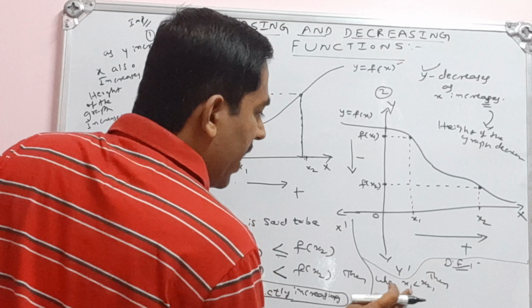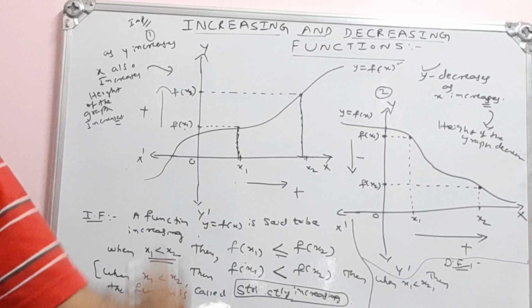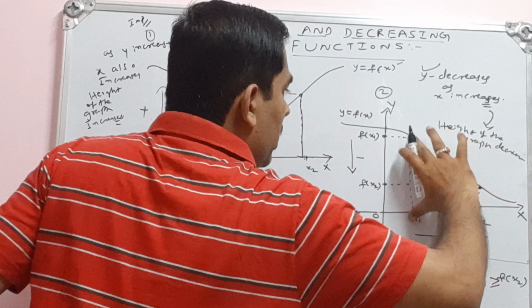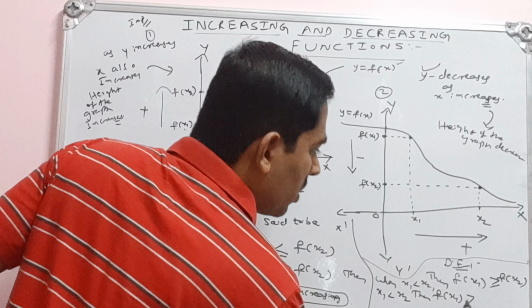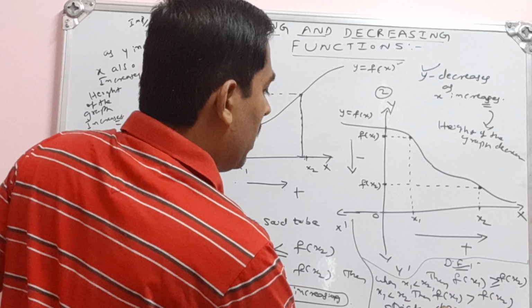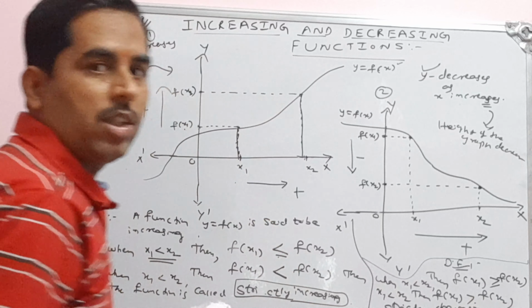That means if x1 is less than x2, then f of x1 is greater than or equal to f of x2. So if x1 is less than x2, then f of x1, this height, is greater than f of x2, then we call it strictly decreasing. So these are the 2 points you must remember here.